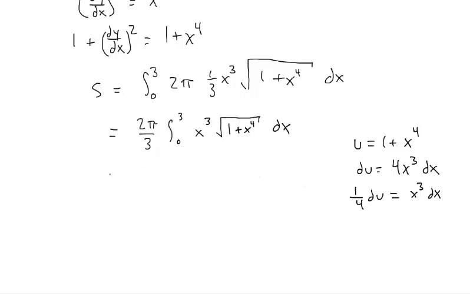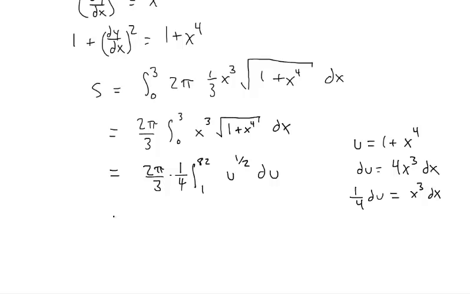And now I want to write my integral in terms of u. So I have 2 pi over 3 in the integral. Now when we plug 0 in for x, we get 1. And when we plug 3 in for x, 3 to the fourth is 81, plus 1 is 82. And then x cubed dx is equal to 1/4 du, so I'm going to put my 1/4 out front with the rest of my constants. And I have 1 plus x to the fourth is my u, so I have u to the 1/2 du.